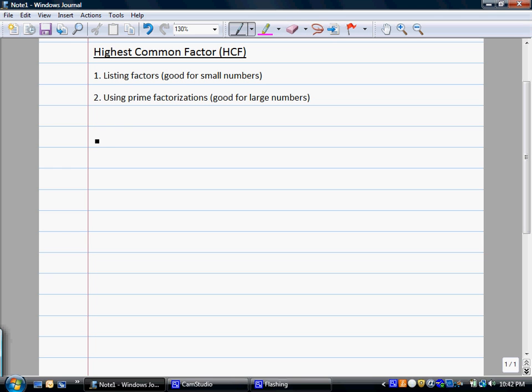So if we start by finding the highest common factor of a couple of small numbers, so let's say 16 and 24. So we'll do this by listing factors. So we'll list the factors of 16. A good way to find factors is to think of factor pairs. So I'll just start with number 1, and I think, 1 times what is 16? Well, it's 1 times 16.